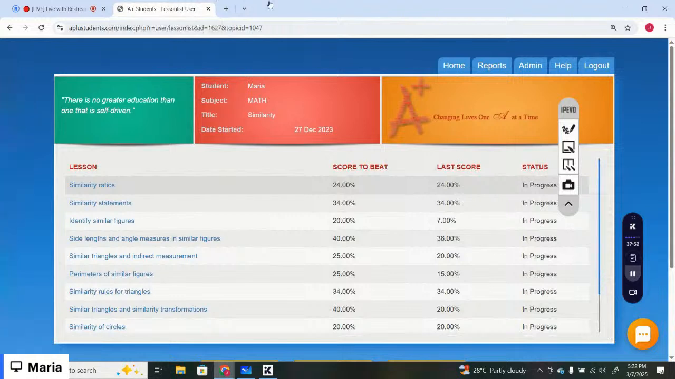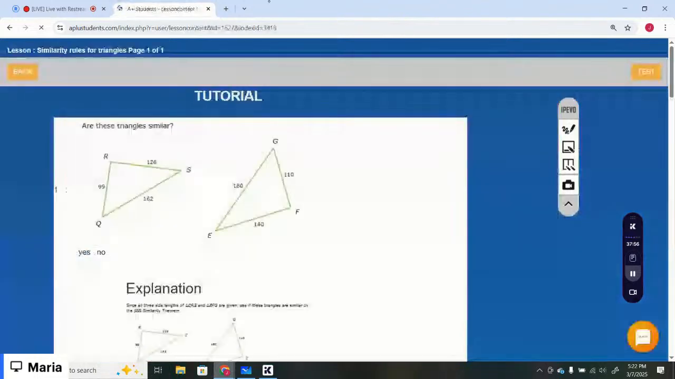The next lesson is similarity rules for triangles. Are these triangles similar?